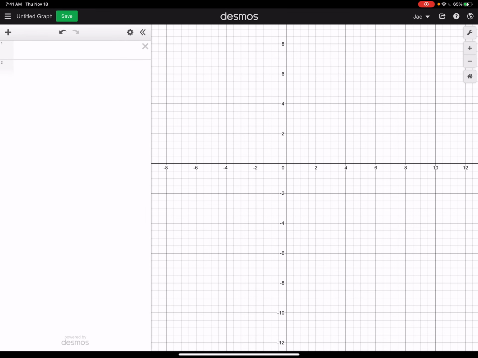Mr. Kim here. I wanted to go over just using linear equations to draw the outline of your art, because I see that some of you guys were struggling with it. So why don't we get started?